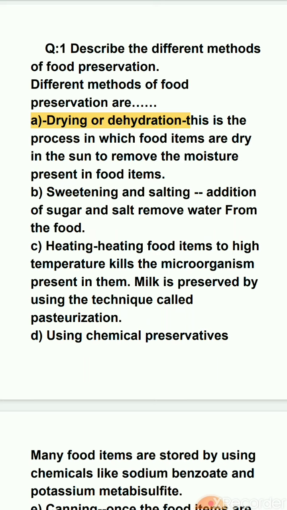Third one, heating food items to a high temperature kills the microorganisms present in them. Milk is also preserved using a technique called pasteurization, in which we boil the milk at high temperature and then suddenly cool it. That is how we preserve our milk. Likewise, why do we cook food? So that it could be maintained for a long time.